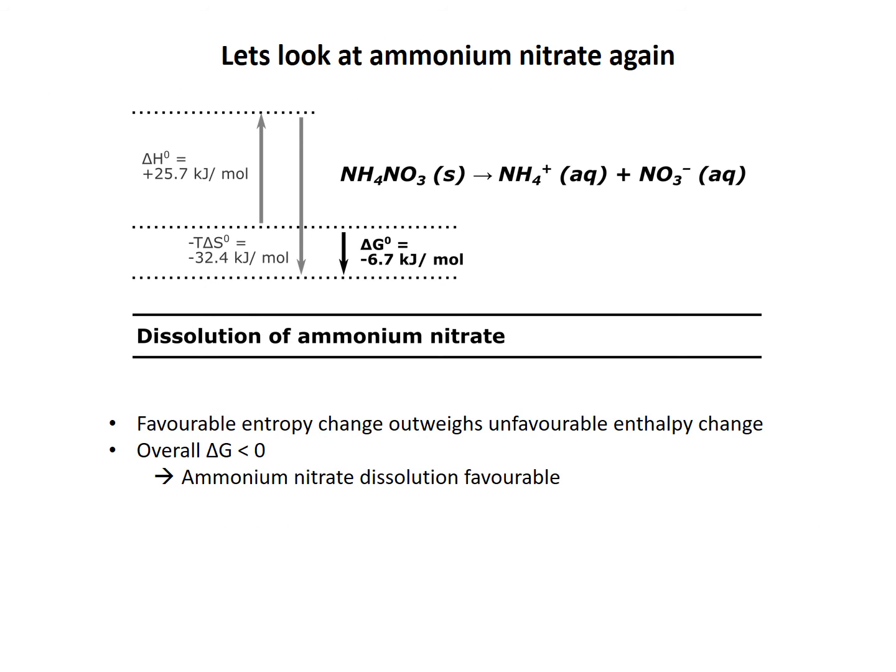Now, if you look at the cold pack again, although the dissolution of ammonium nitrate is an endothermic reaction because it has a very positive delta H, it produces a very large entropy change, delta S, so the overall delta G is still negative, which makes the reaction possible and favorable.